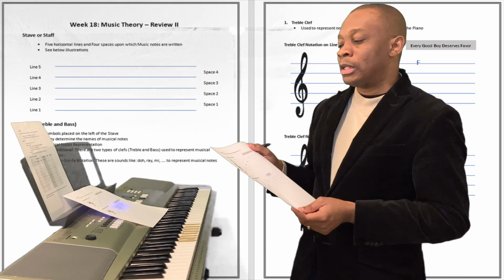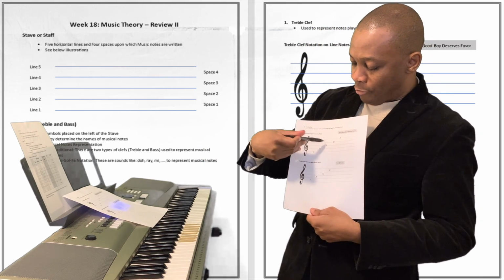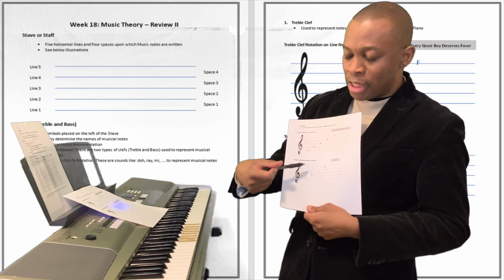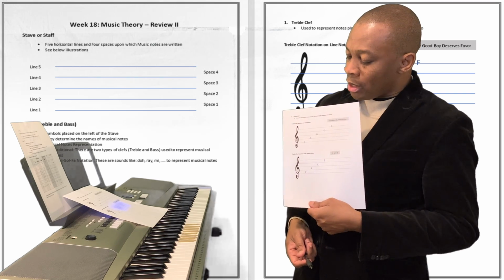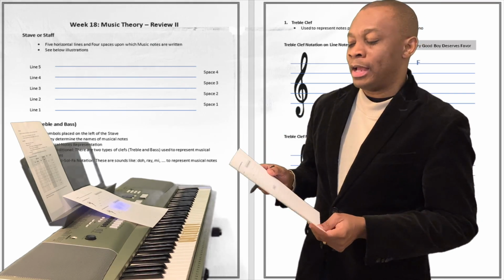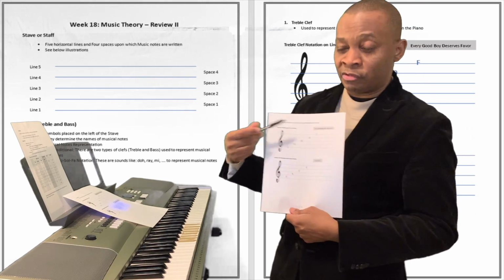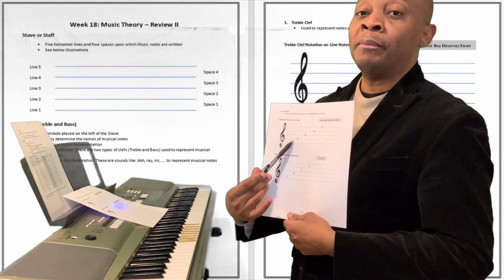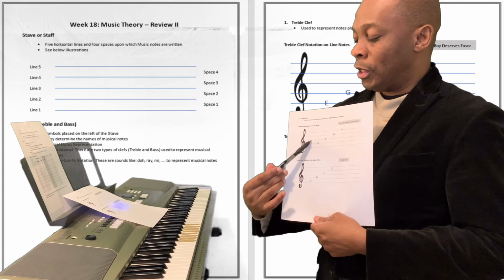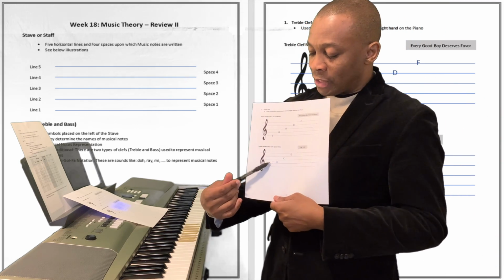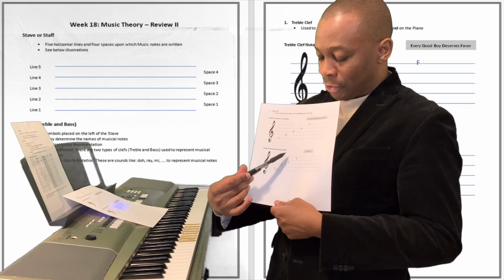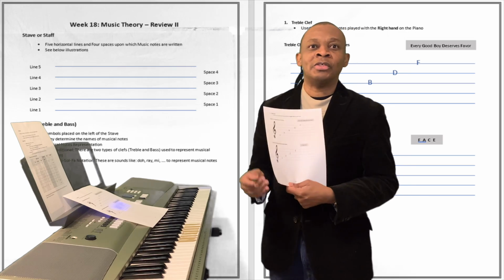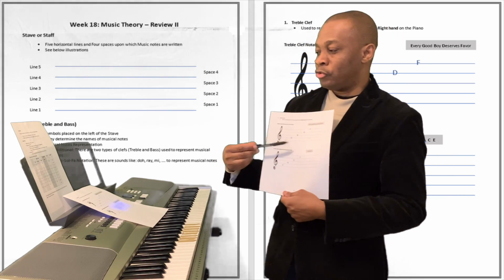What are the notes on the treble clef? Well, the notes on the treble clef are going to be E, G, B, D, F on the lines, and F, A, C, E on the spaces, right? And there's an acronym that you can use to remember that. It's called Every Good Boy Deserves Favor, all right? Every good boy deserves favor. That's going to help you to remember your line notes on the treble clef. What about the spaces? F, A, C, E. What does that tell you? Face, all right? Every good boy deserves favor and face. So I know where my notes are on the treble clef because of that.